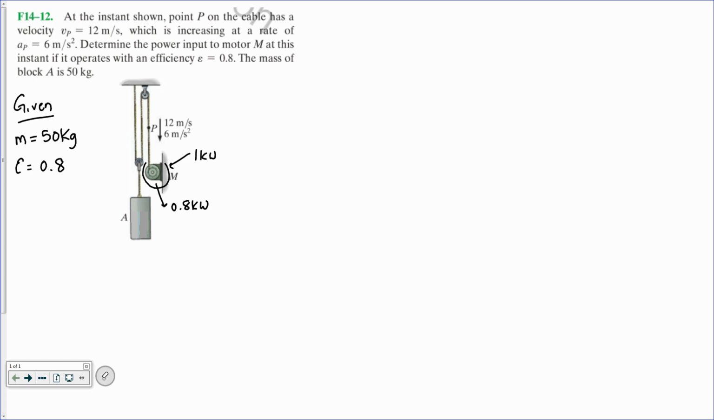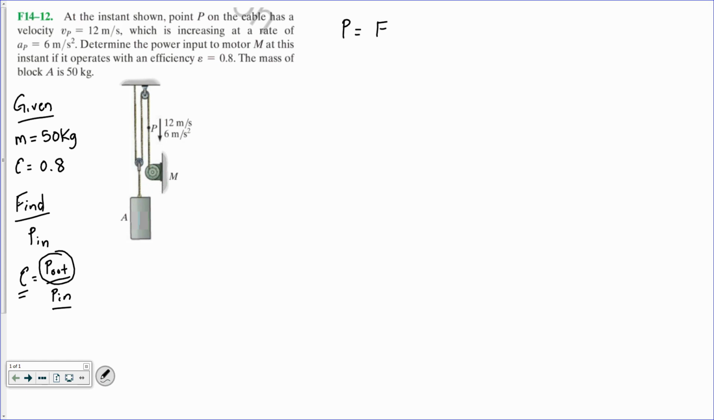Okay, so how do we go about solving this problem? Well, we recognize that in order to solve for the power into our system, which is what they're asking for, well, how much power do we have to put into our motor? Well, that's going to relate to the efficiency. And the efficiency is equal to power out divided by power in. So we know what the efficiency is. That's 0.8. If I knew what power out was, then I could solve for power in, and I'd be done with this problem.